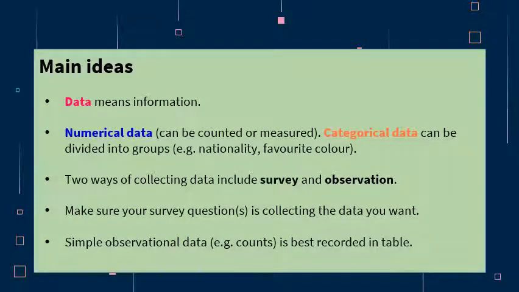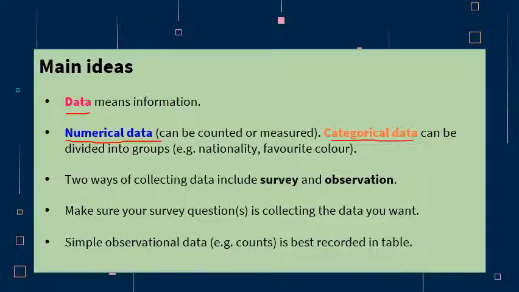Okay, so here are our main ideas from today. Firstly, data just means information. Secondly, numerical data is data that can be counted or measured. So things like weight, height, age, distance, all can be measured and counted on a scale. Categorical data, on the other hand, can be divided into groups. So things like nationality, favorite color, favorite sport, favorite TV show, they're all categories. So they're not represented by numbers. They can be counted, but they're their own groups or categories.